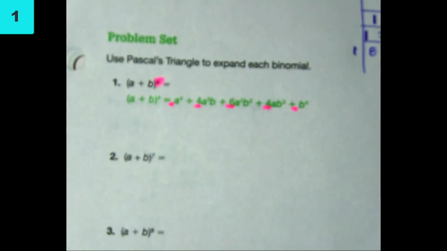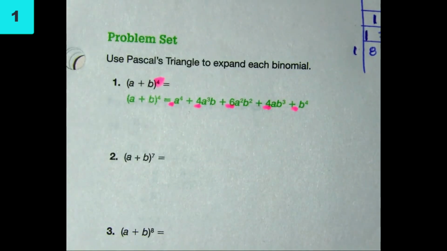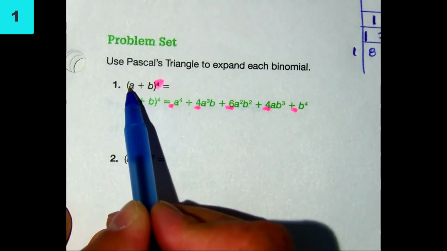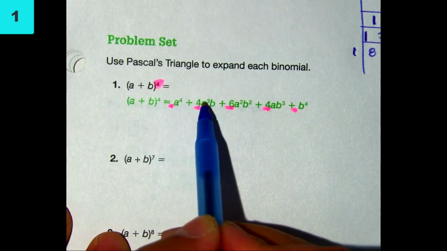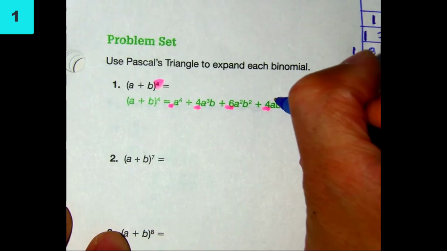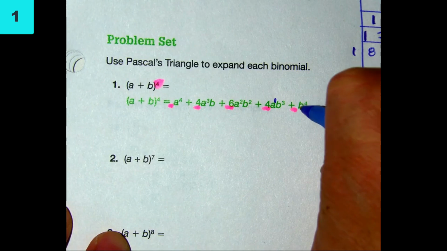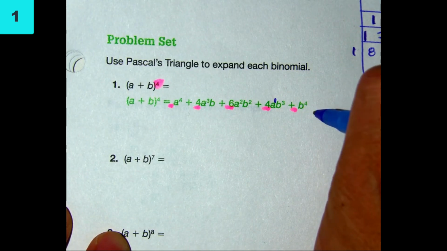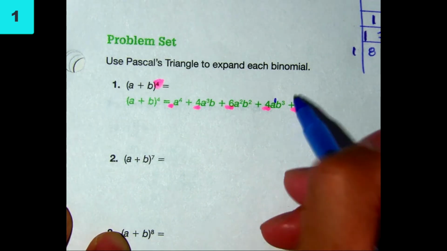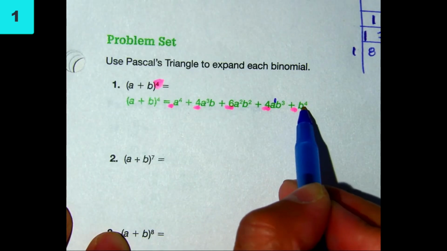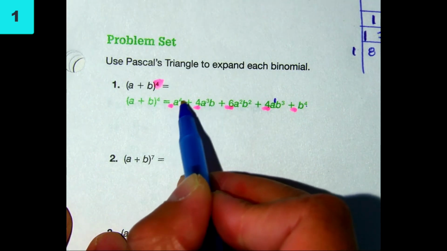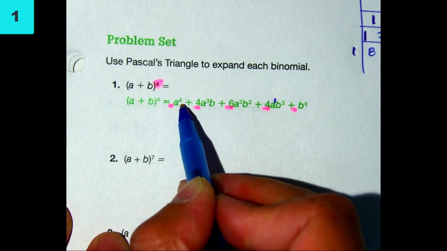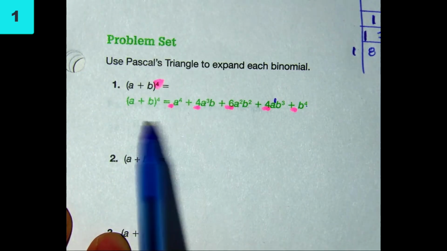And then what you would do is you start with the first variable and use that to the 4th power, and you just count down. 4, 3, 2, 1, and there's a 0, a to the 0 power, because a to the 0 power is 1. And then from this side, you take the second variable and you count down. So 4, b to the 3rd, b to the 2nd, b to the 1st, b to the 0. Okay? And then if you needed to, you would simplify.